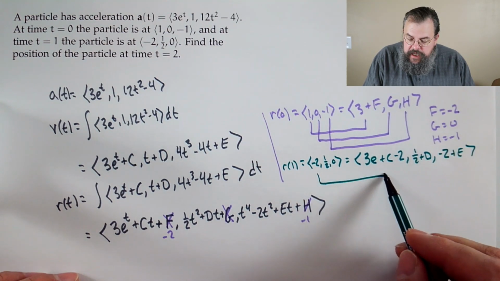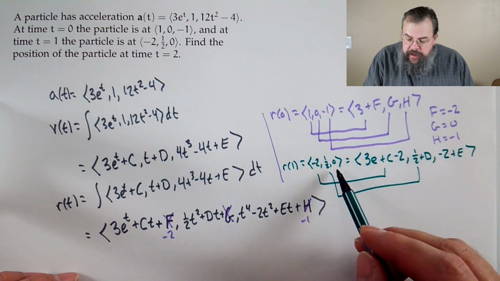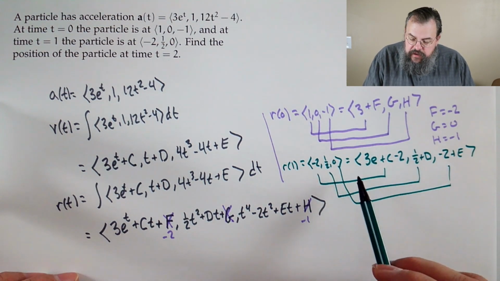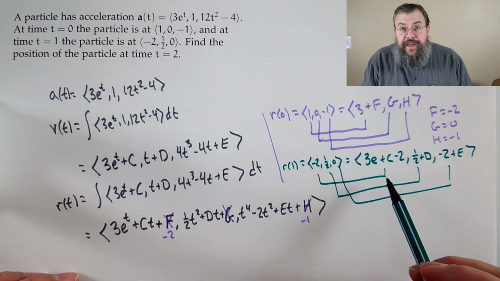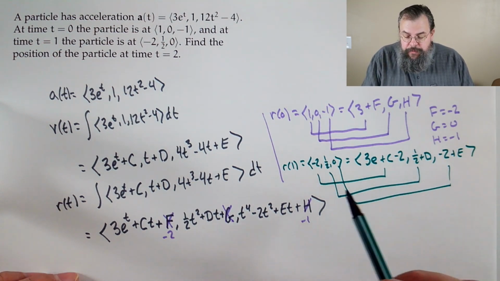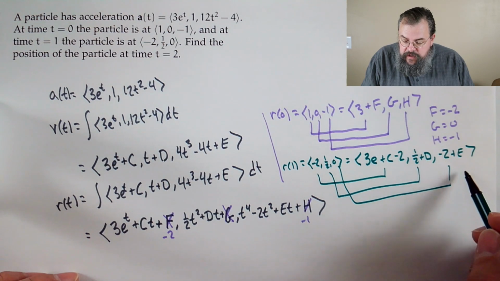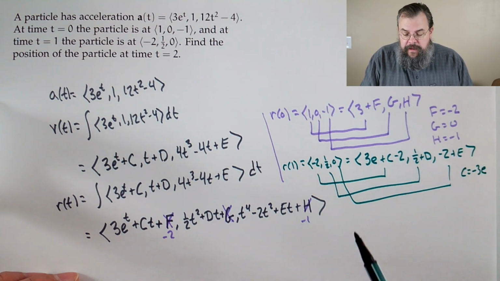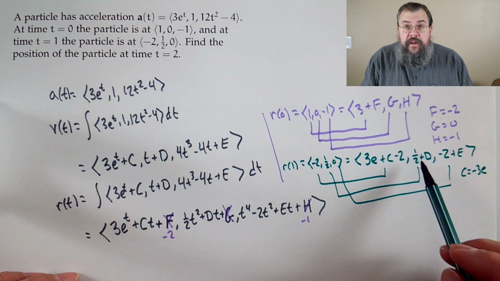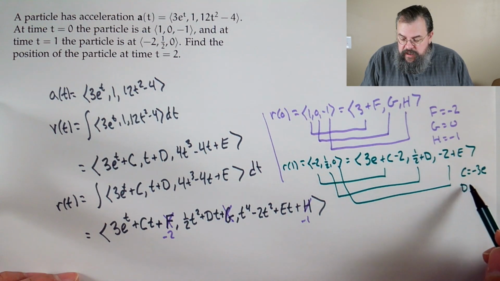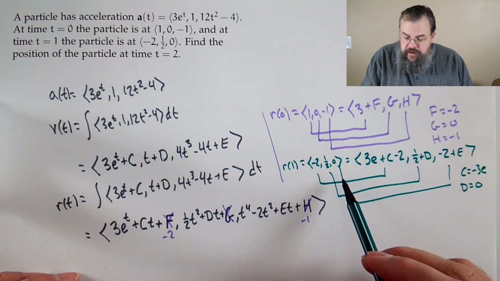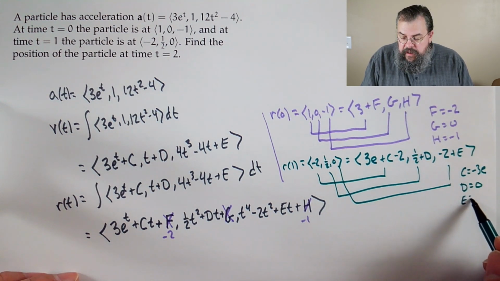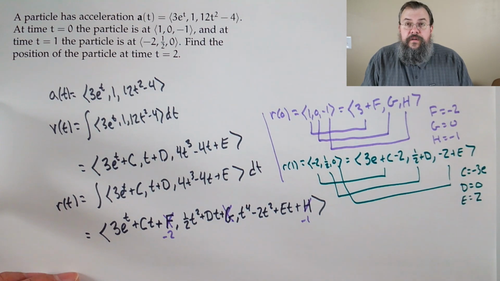But again, we do our same pairing as we did before. So for example, minus 2 has to equal 3 times e plus c minus 2. Well, we see that tells us c has to be negative 3e to get things to work out. The 1/2 equals 1/2 plus d. Great, d has to equal 0. 0 has to equal negative 2 plus e, so that says e has to equal positive 2.